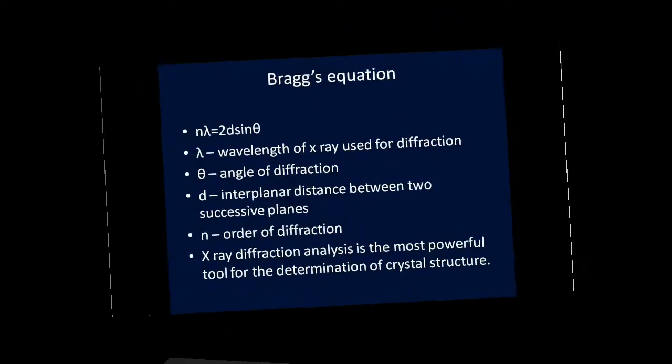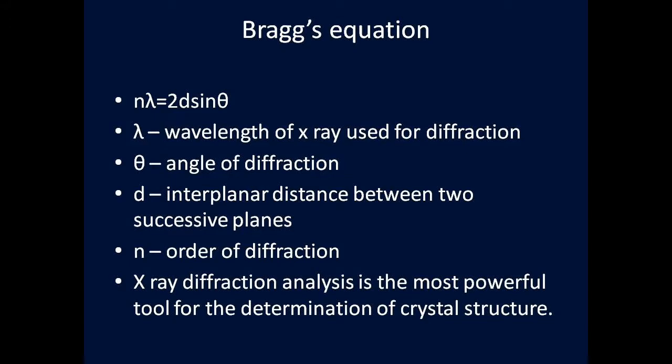This X-ray diffraction analysis is a more powerful tool for the determination of crystal structure. Bragg equation: n lambda is equal to 2d sin theta. In this equation, lambda is the wavelength of X-ray used for diffraction, theta is the angle of diffraction, and n is the order of diffraction. And what does d mean? It is the interplanar distance between two successive planes of atoms.